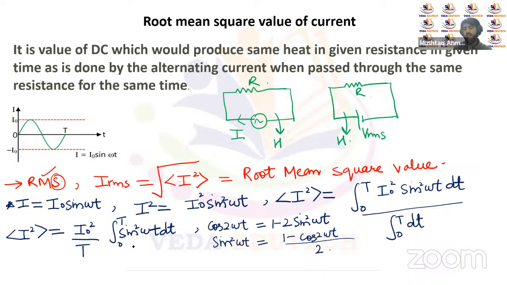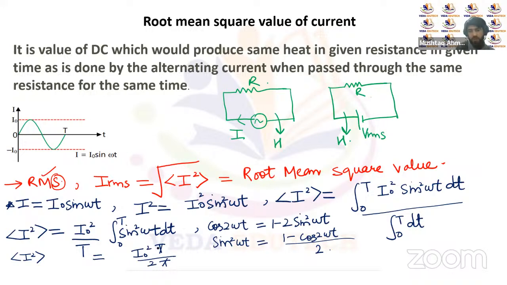The average of any sine square omega t or cos square omega t comes out to be equal to half. So the value of this will be actually t by 2. So I square average will be equal to I naught square, t over 2, multiplied by t.